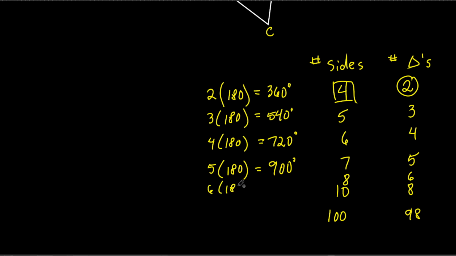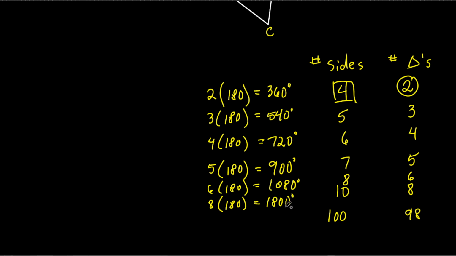6 times 180. What's 6 times 180? Yeah, 1080, right? After you do these for a while, you start recognizing it. I don't always. But anyway, let's do the next one. So if you had 10 sides, you have 8 triangles. What's 8 times 180? 1800? Okay, now, let's do this.